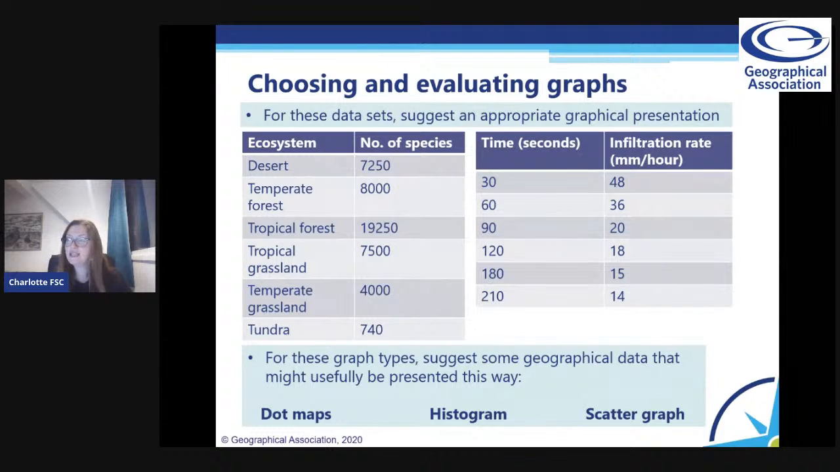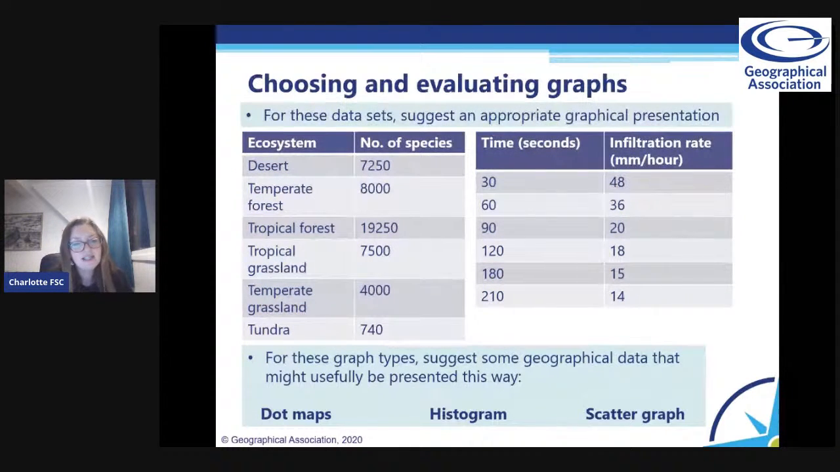For our next one, let's think about the type of data there is. So this is infiltration rate, so how quickly water soaks into a given type of soil, rock, sand, that sort of thing. Our data here is continuous, both the time and the infiltration rate in milliliters per hour. Therefore, you might choose to show it on a line graph. Because they're both continuous, you would be able to work out for a given number of seconds what the infiltration rate would be.